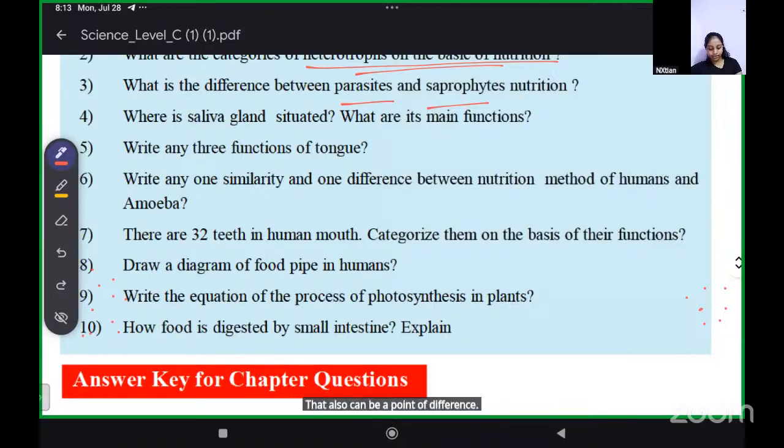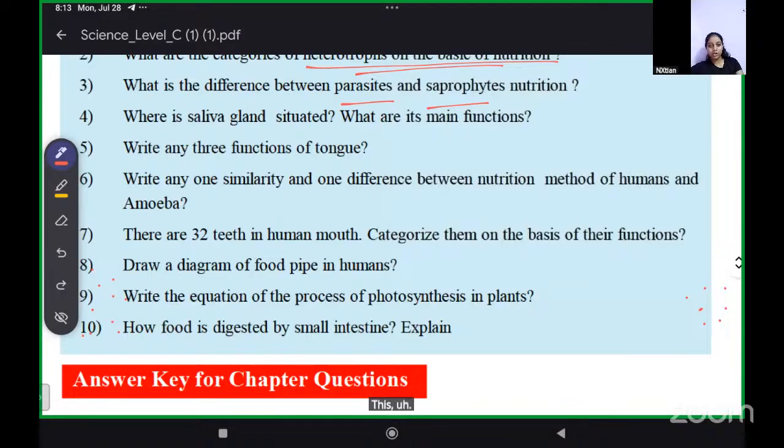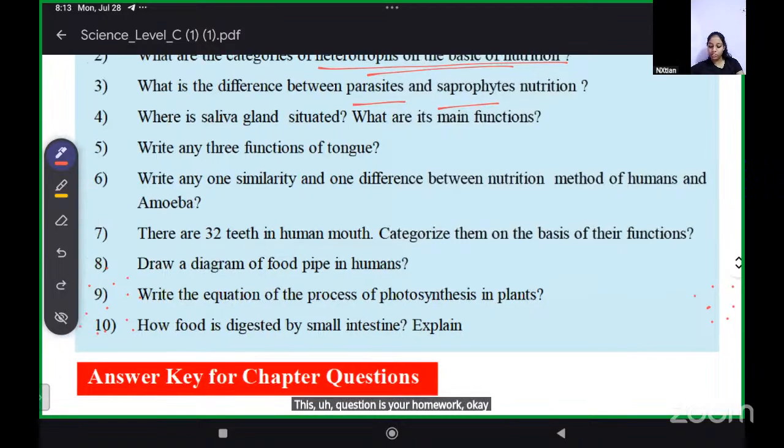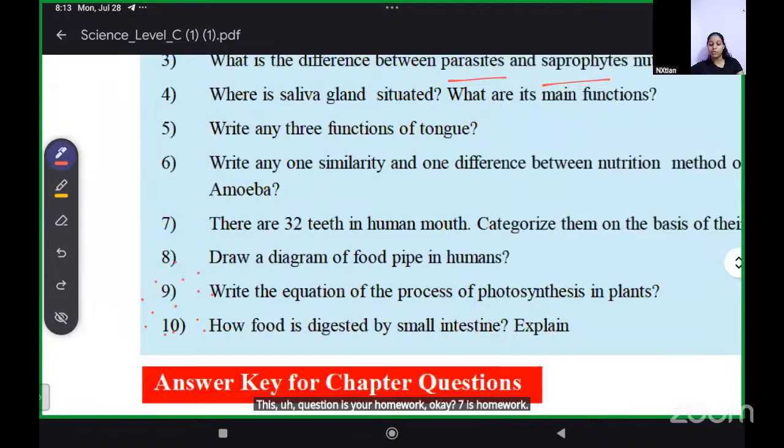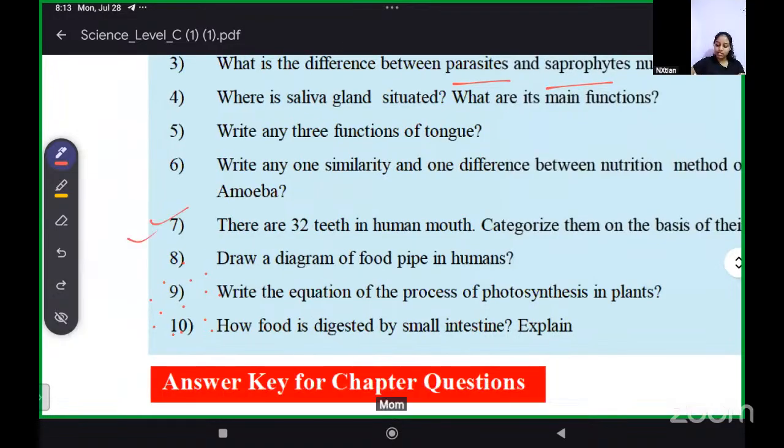Now, there are 32 teeth in a human mouth. Categorize them on the basis of their function. This question is your homework. Okay, seven is homework. Then draw a diagram of food pipe in humans is also a homework. Ma'am, yes, Abraham.